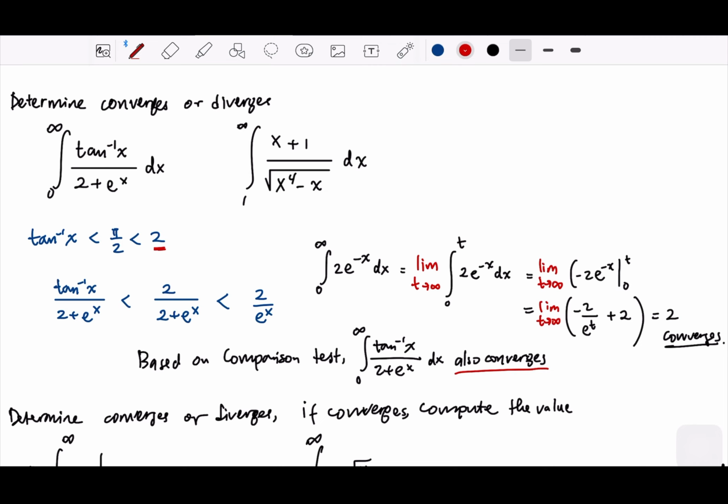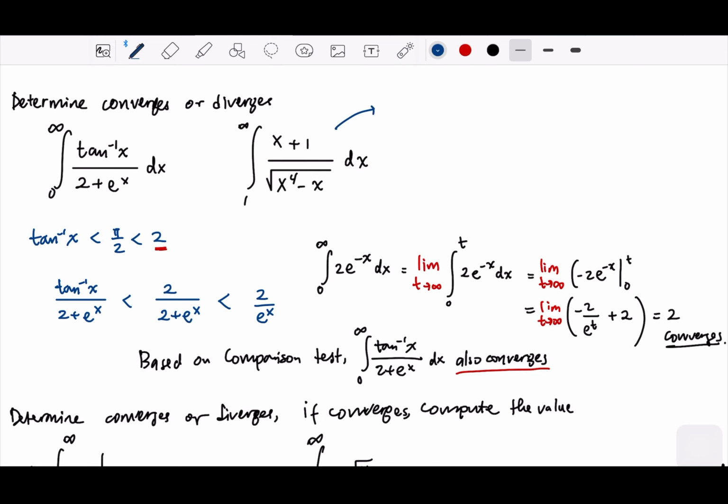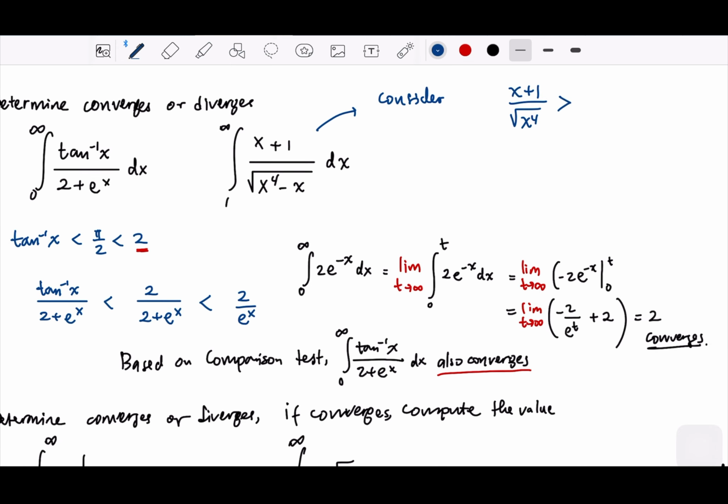I think I will give you the second one by yourself. I trust you. Let me give you a clue, and then you can try that one. Consider (x + 1) over the square root of x to the power of 4, and this will be greater than x over x squared, and this will be 1 over x.